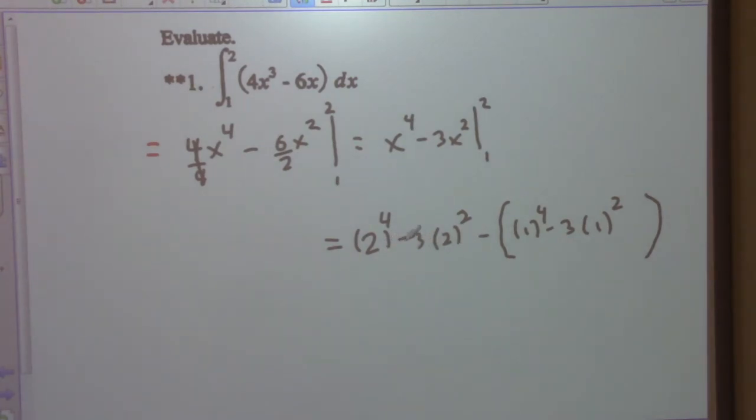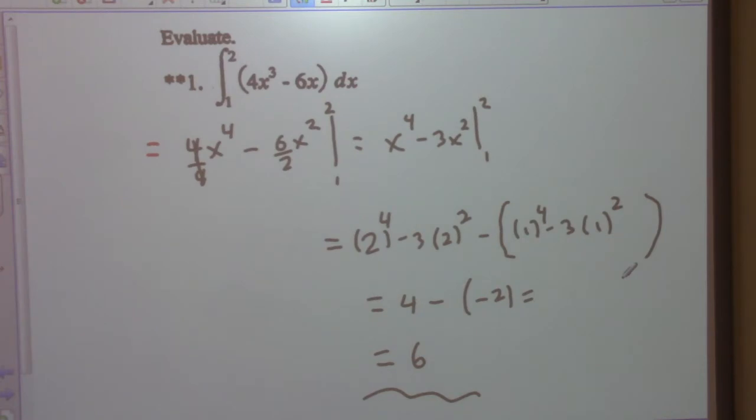So 16 minus 12 is going to be 4, minus, and what is this going to be? 1 minus 3. What's 1 minus 3? Negative 2. Which makes it 2. So your answer to this is going to be 6. Okay, that's going to be 6.